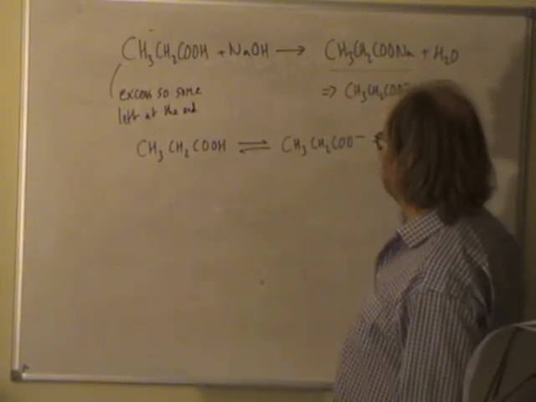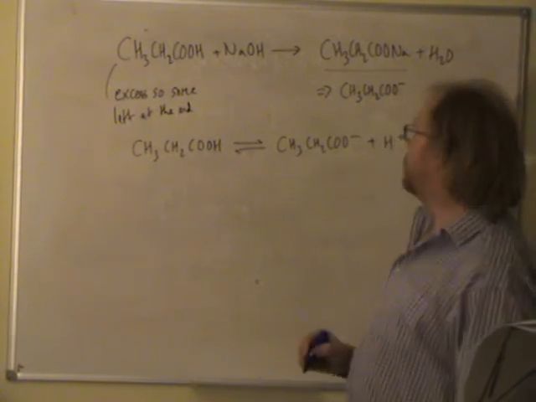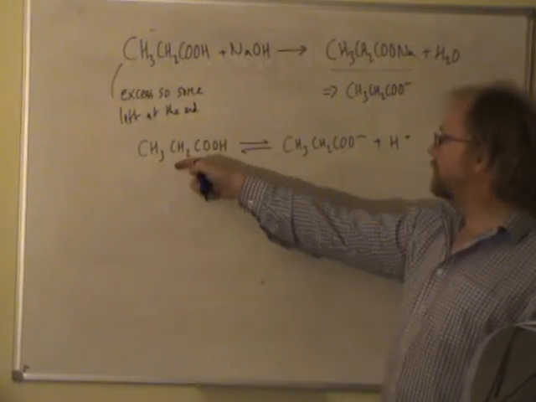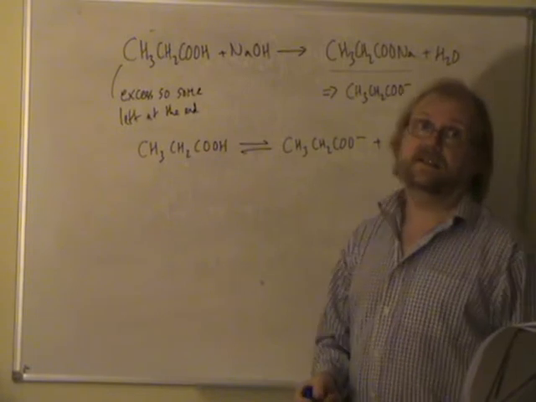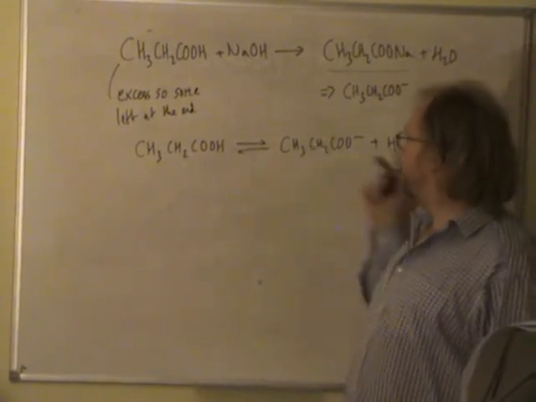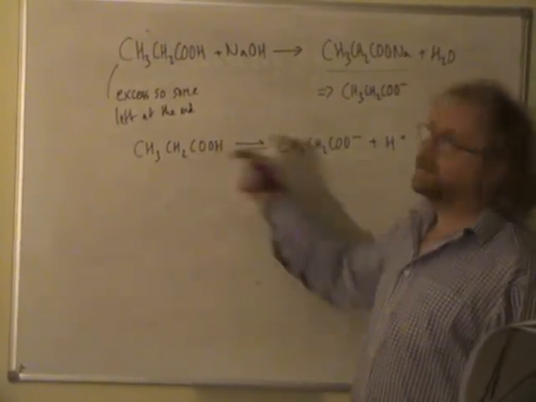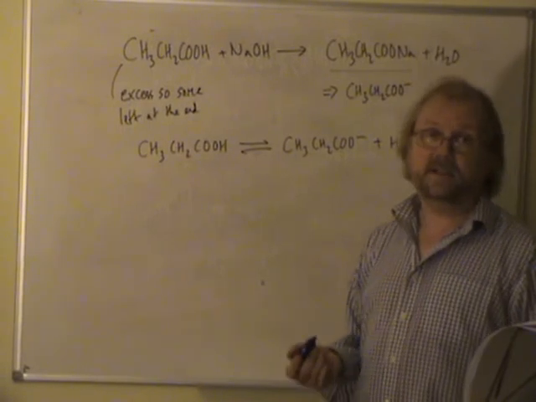So you write that down, and you say, okay, in our mixture, remember, we've got lots of this and lots of that. So the equilibrium can shift in either direction because there's plenty of stuff on both sides to let it do that.